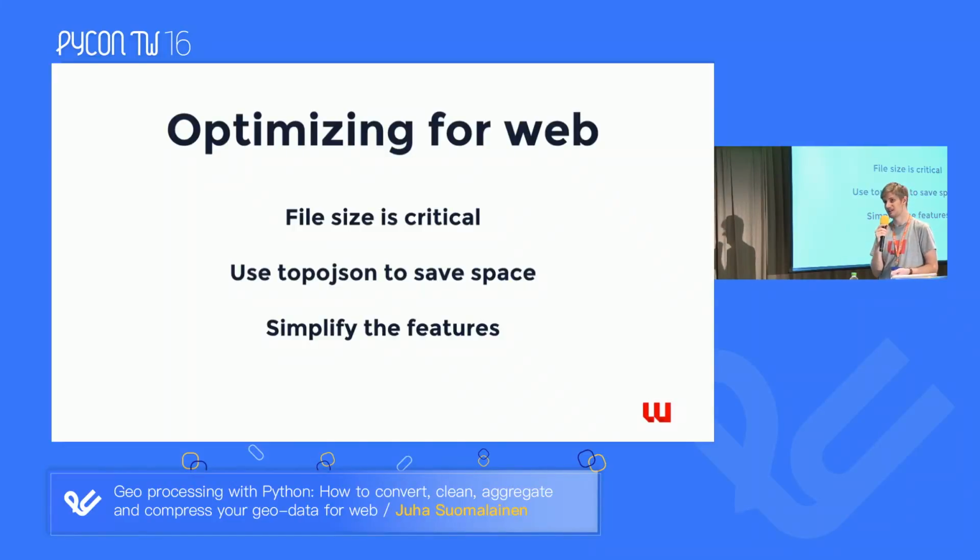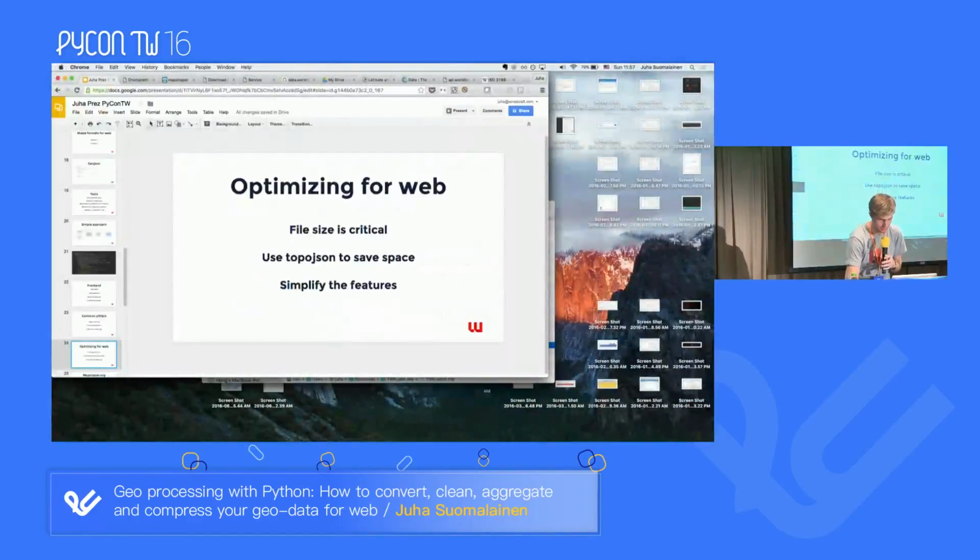It has one drawback, that it doesn't have as good library support as GeoJSON. But the good thing is that you can switch between GeoJSON and topojson freely. So in some projects we have used topojson to transfer the file to the browser, and then in the browser we transform it back to GeoJSON so that we can use the libraries that support GeoJSON. And doing feature simplification is also important. I can show you a quick demo about that one.